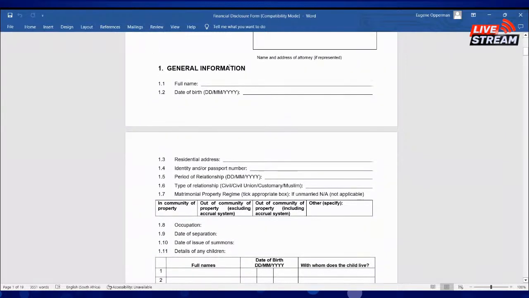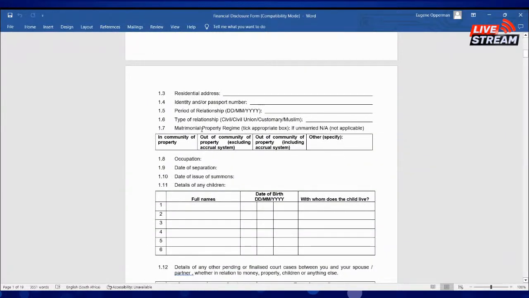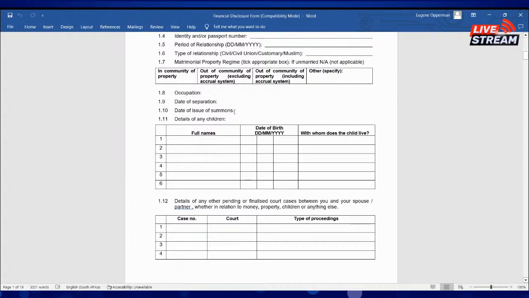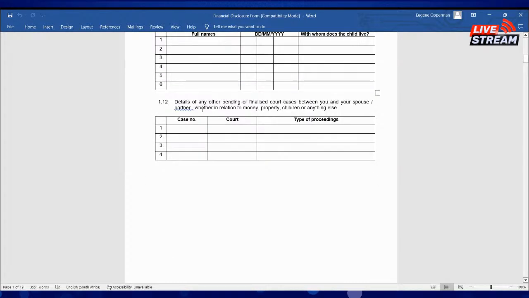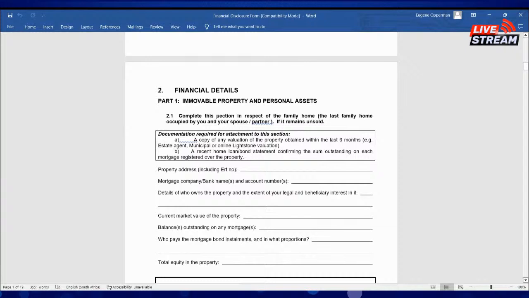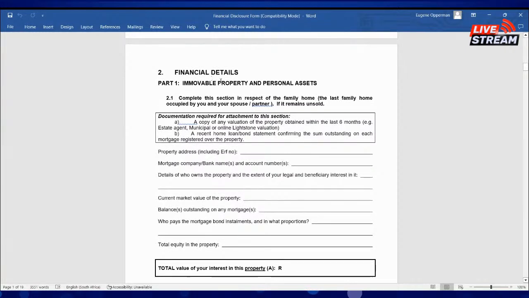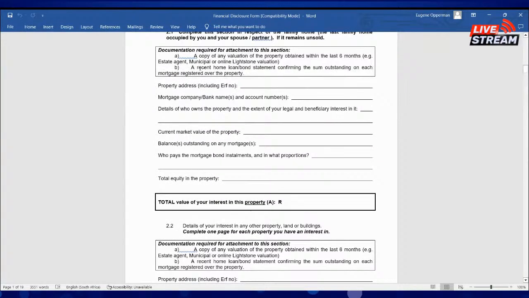Obviously, it contains some biographical personal details, the identity numbers, the number of children, the names of the children. Those are all just the normal information that is needed. Financial details. Once we come to the financial details, the immovable property, you get the property address, you get if the property is mortgaged, for what amount was it mortgaged, what bond is still outstanding. These are all information that speaks to the means of the respondent.